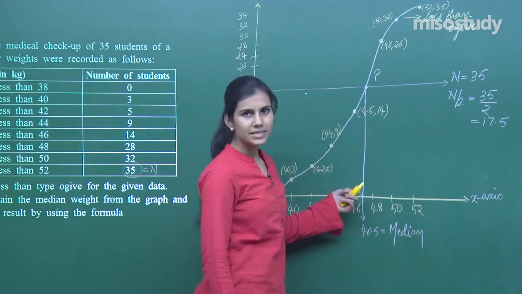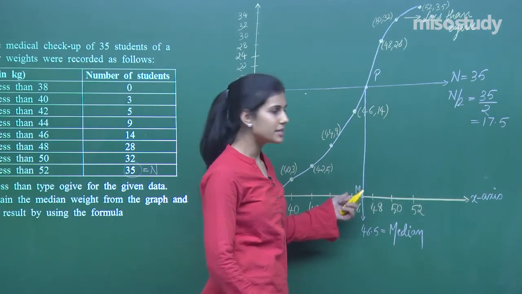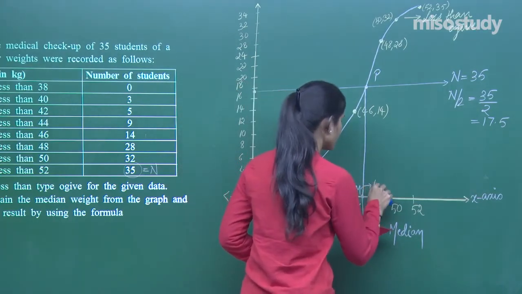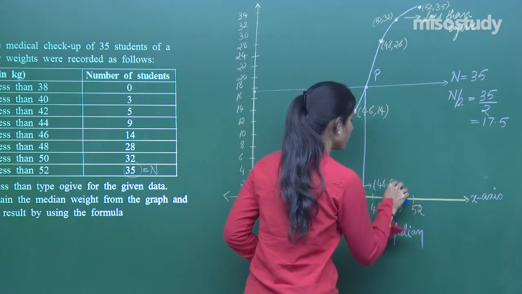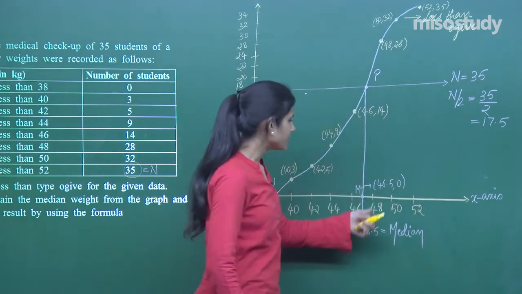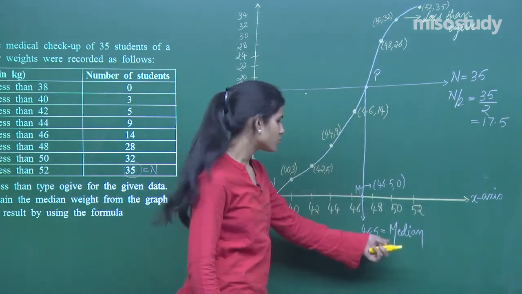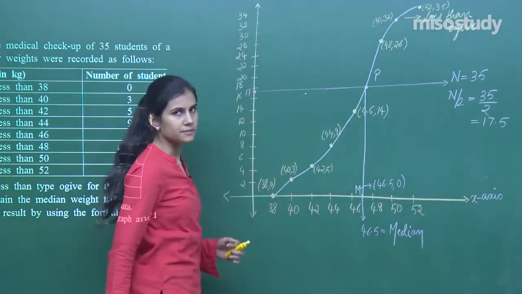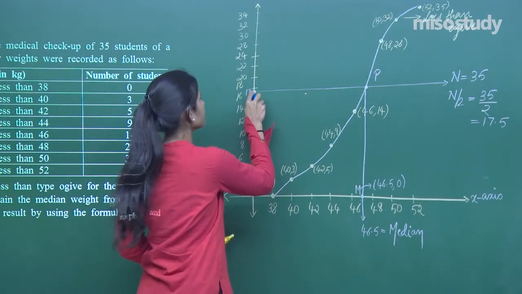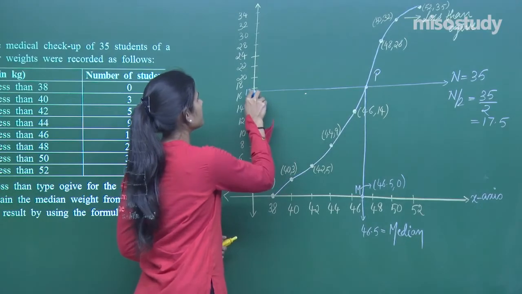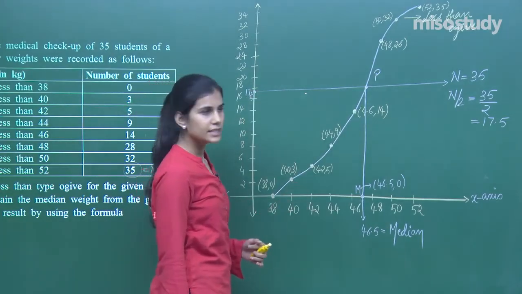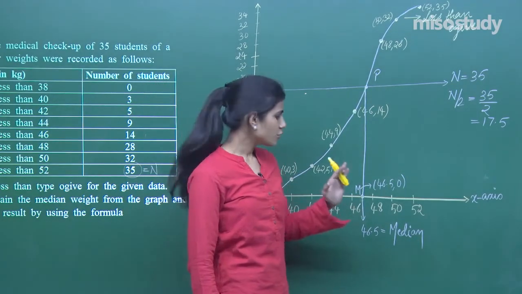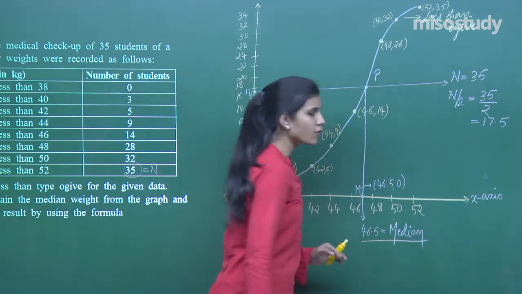Because point M is actually (46.5, 0). What is M? (46.5, 0), and 46.5 is the x coordinate of this M, and so this is the median. This point was 17.5. Clear? This is what the algorithm said. So from the ogive I am getting the median as 46.5.